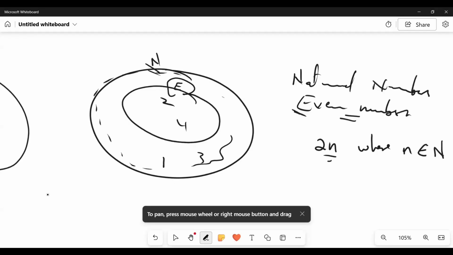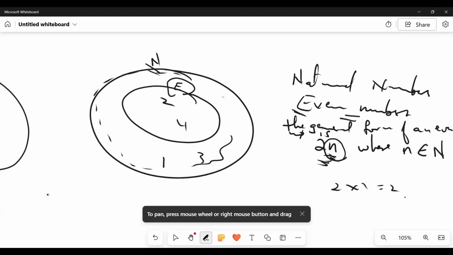So 2n, the general form of an even number is 2n, where n is a natural number. And therefore, if you want to generate any even number, you just substitute a natural number there. You substitute 1, you get 2 by 1. That's an even number. You substitute 5, 2 by 5, you get 10. That's an even number.